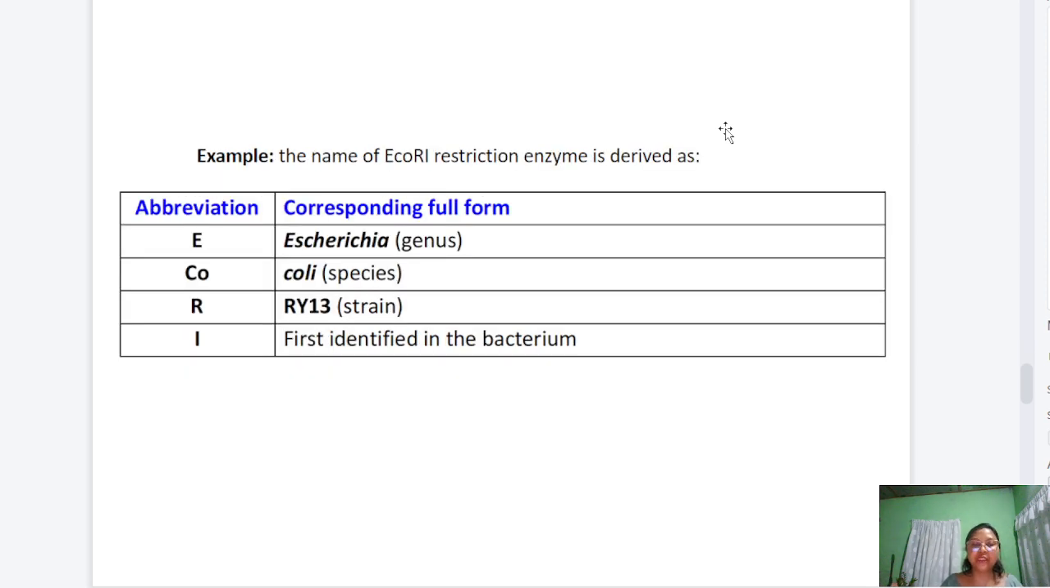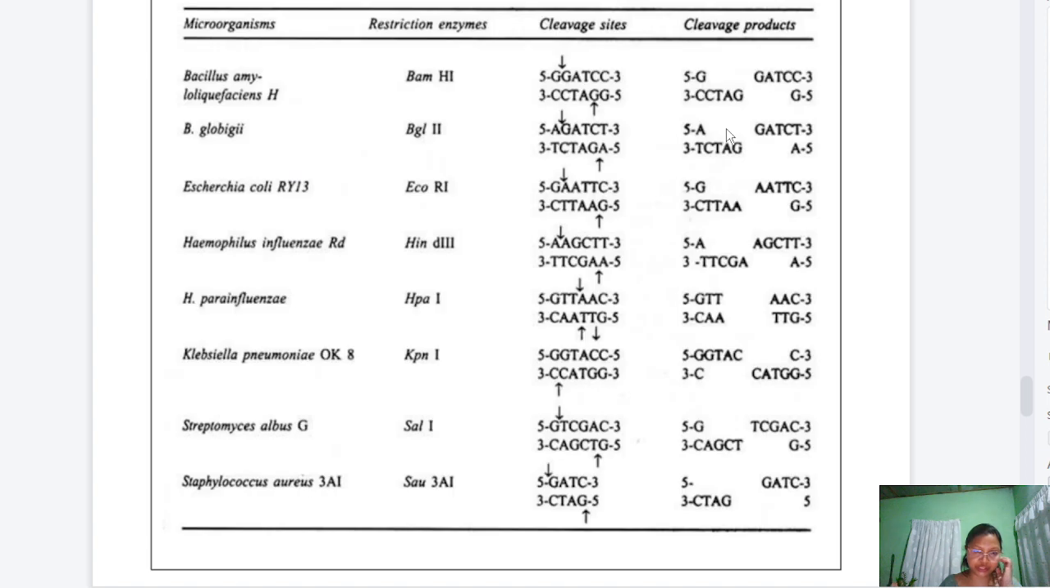Again, the example of the EcoRI restriction enzyme, just to make it even clearer. If you see EcoRI, E stands for Escherichia, the name of the genus. co, from coli, stands for the name of the species. R stands for the strain, that is RY13. And I is the first identified in the bacteria. Now, I hope it is very clear why, whenever we talk of restriction enzymes, they have such particular names, because sometimes we feel it's such a weird name, EcoRI, HindIII. But now I think it is very clear why these restriction enzymes have such specific nomenclature.